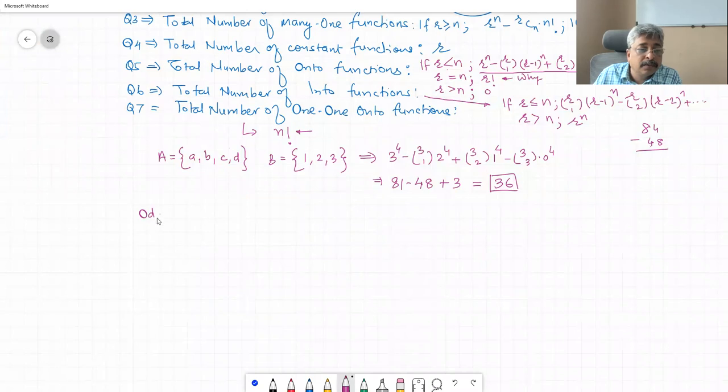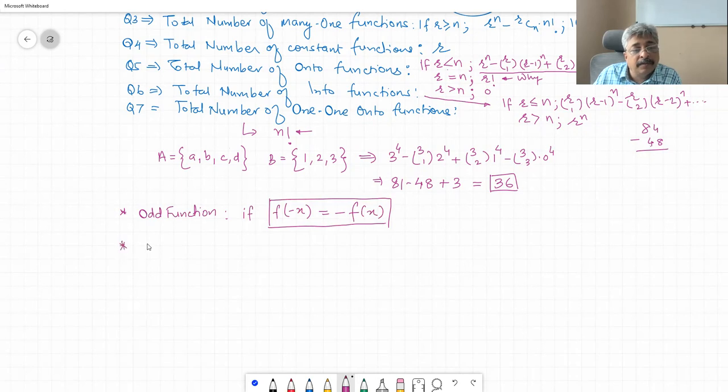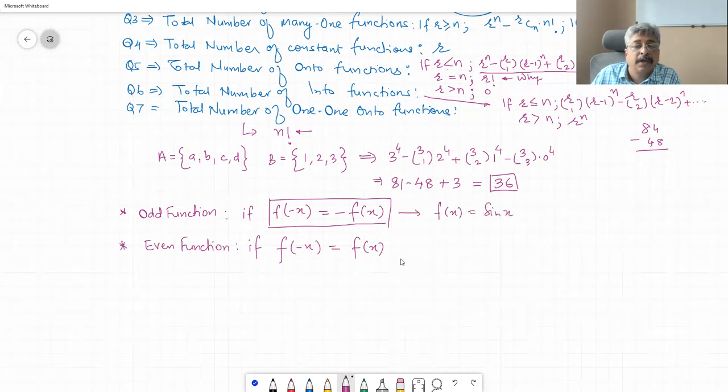Odd function. A function f is odd if f of opposite of x is equal to opposite of f of x. A function is even if f of opposite of x is equal to f of x. Example, f of x is equal to sine x is an odd function, so symmetric about origin.